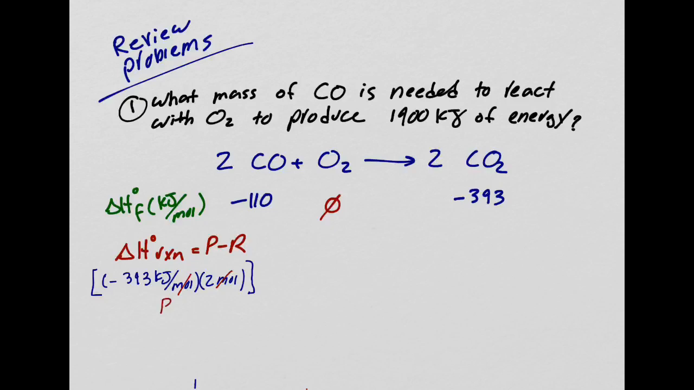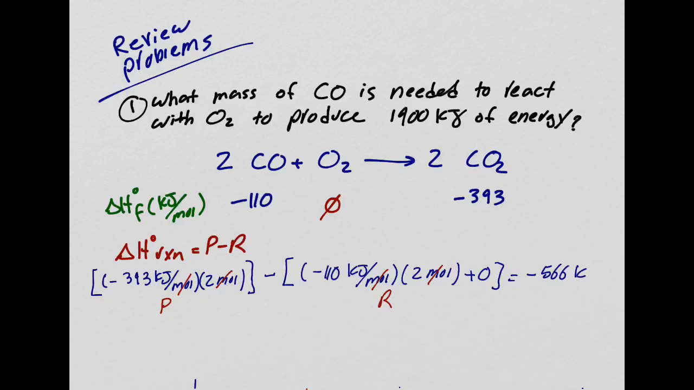So this is my product minus my reactant. Carbon monoxide is minus 110 kilojoules per mole. Okay, I multiply by 2 moles, right? Because I have to multiply it to get rid of the mole. And oxygen is just 0, so plus 0 for oxygen. I add up all the products, I add up all the reactants, I subtract them from each other. If I do that, what I end up having is negative 566 kilojoules of energy.